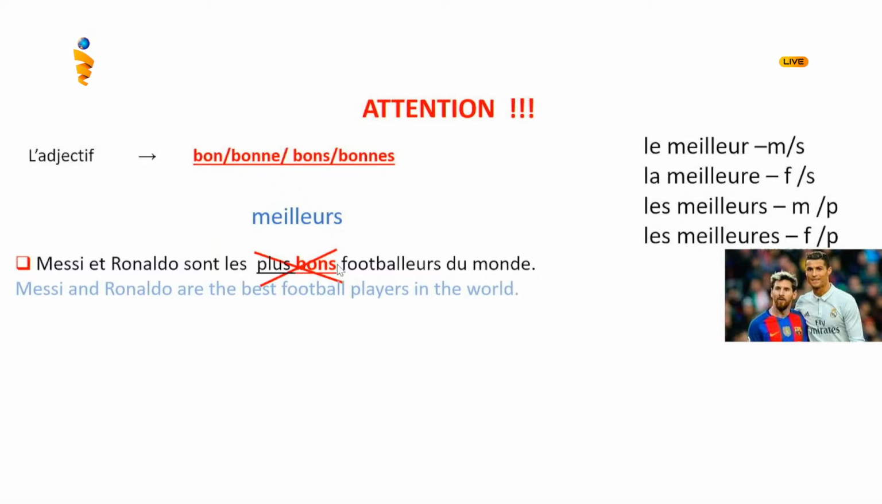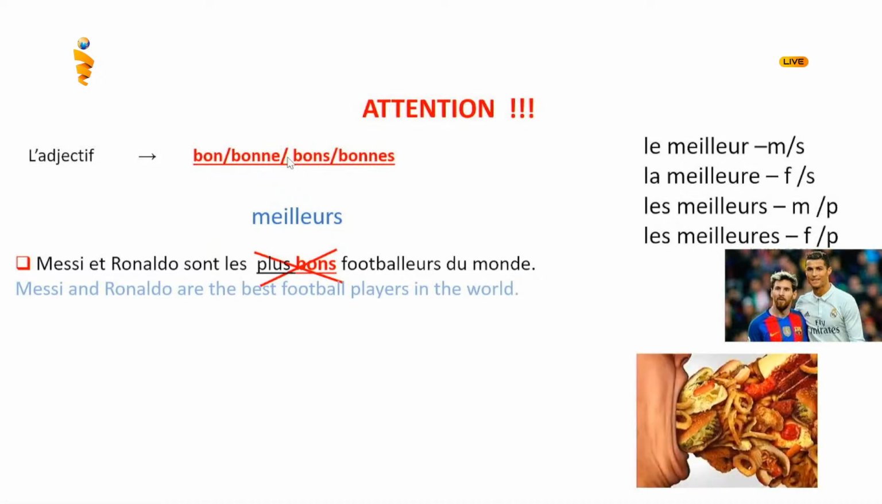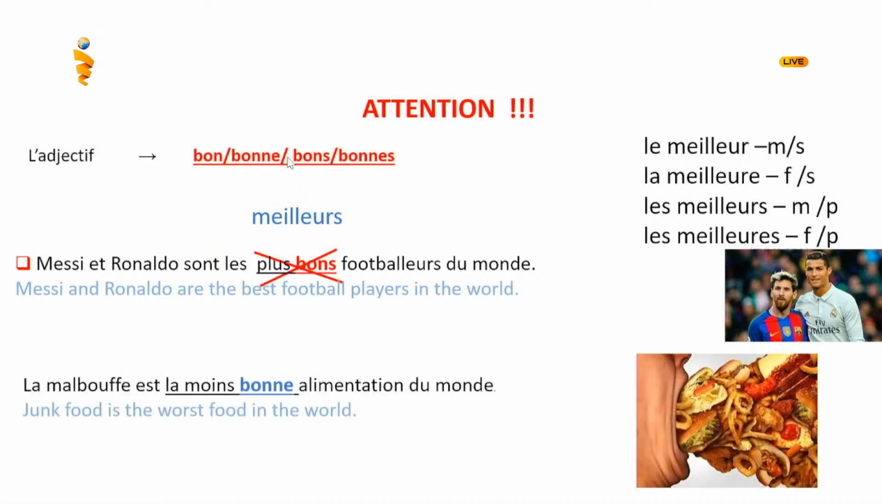Okay, so I have shown you the other possible ways that you could have meilleur, if it is masculine singular, feminine singular, masculine plural, and feminine plural. So that is with bon. You have to remember it as an exception. Look at the other example. La malbouffe est la moins bonne alimentation du monde. Junk food is the worst food in the world, but rather than using mauvais, I have used bon. La moins bonne. So that is okay, no problem.